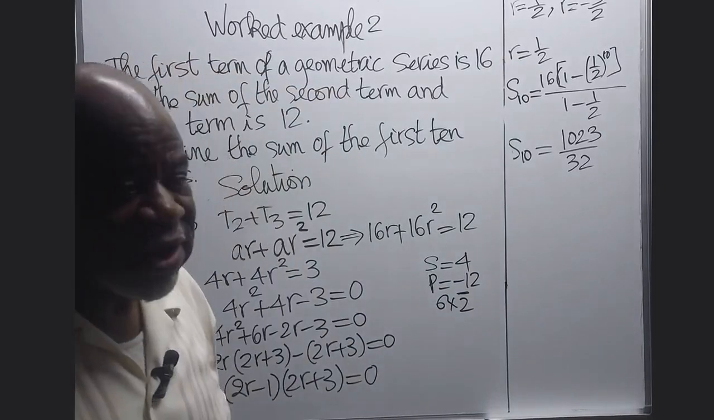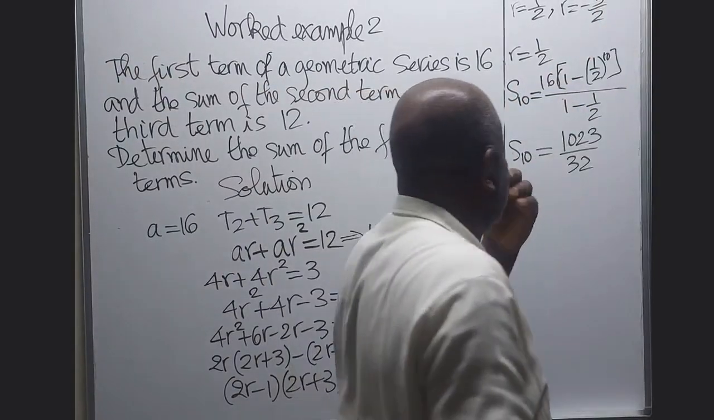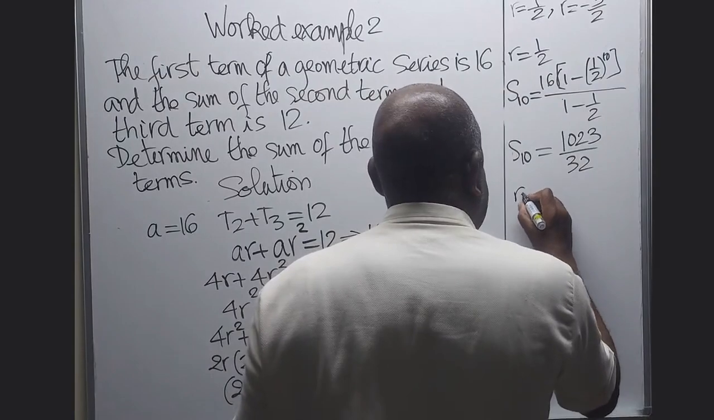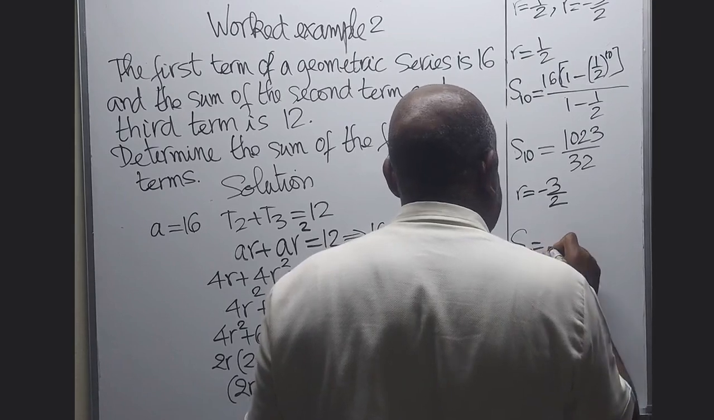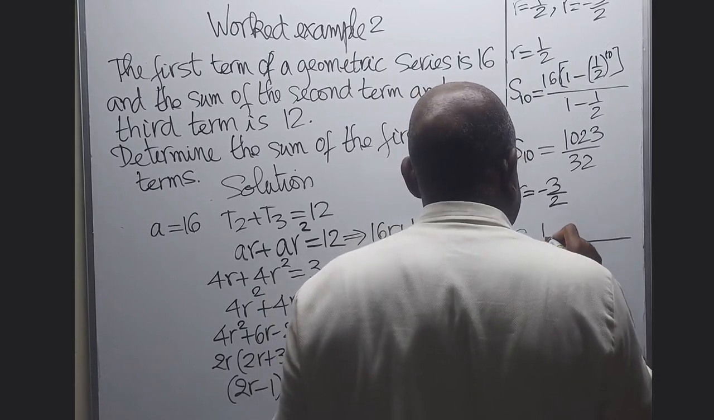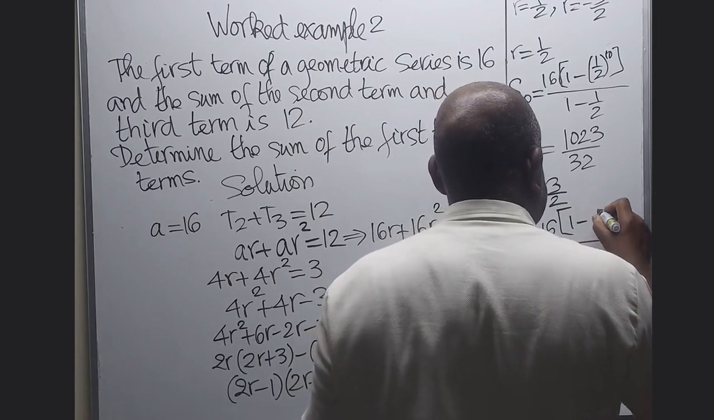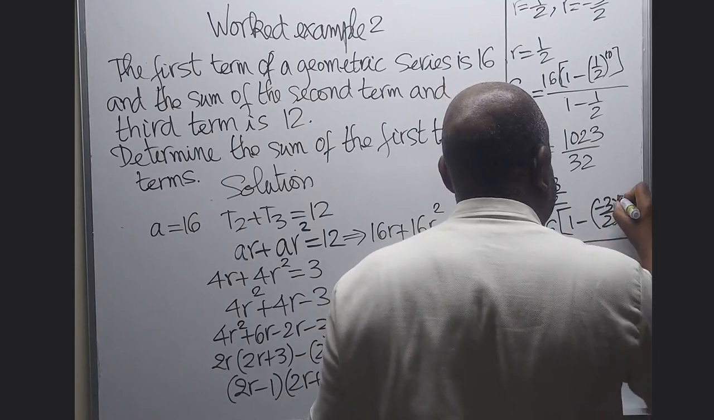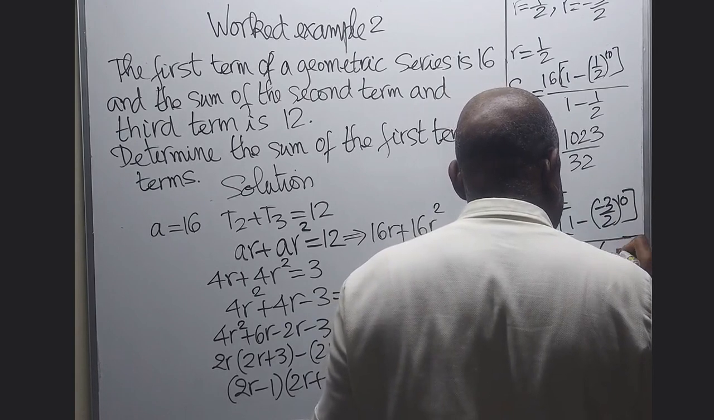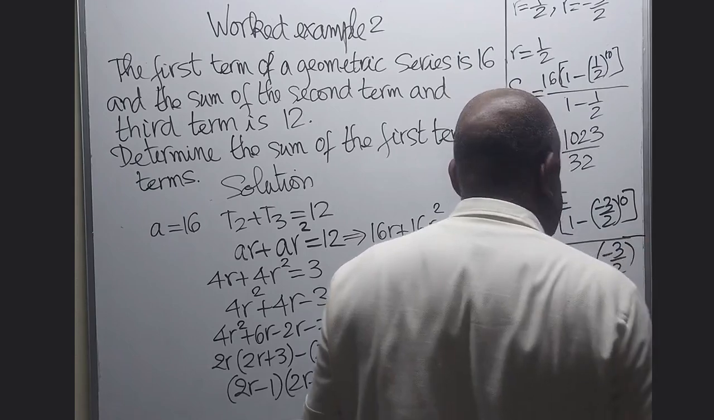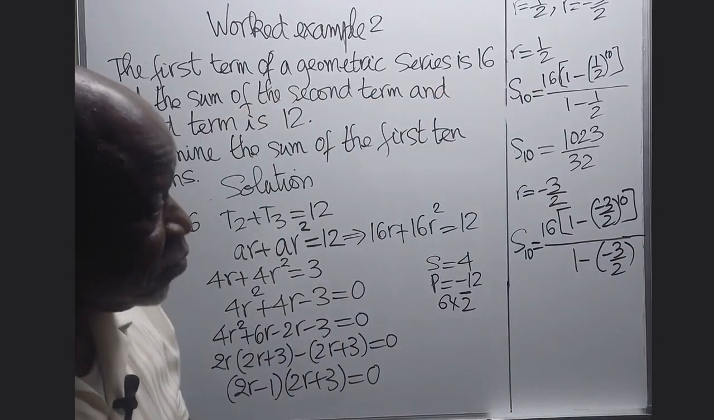Now we're going to consider the second value. The second value is negative 3 over 2. So when our r is equal to negative 3 over 2, S10 will be equal to 16 times 1 minus 3 over 2 to the power of 10, and this will be over 1 minus 1 over 3. And let's take our calculator now.